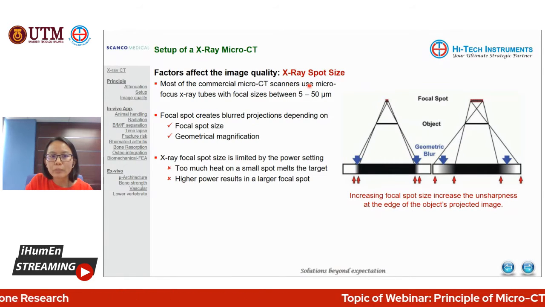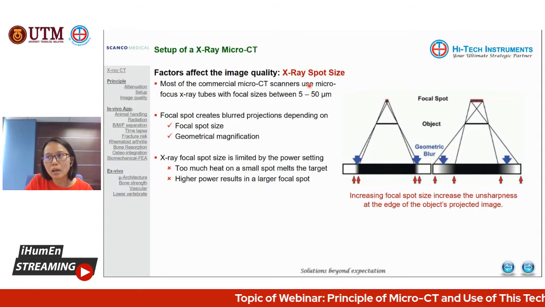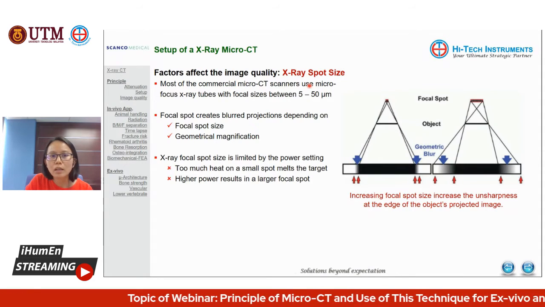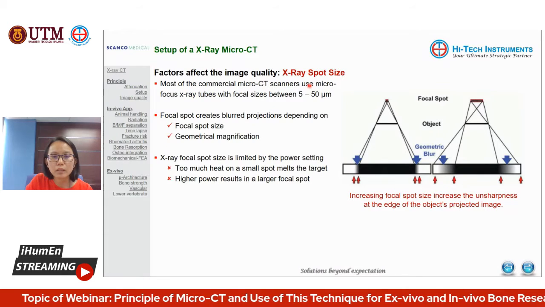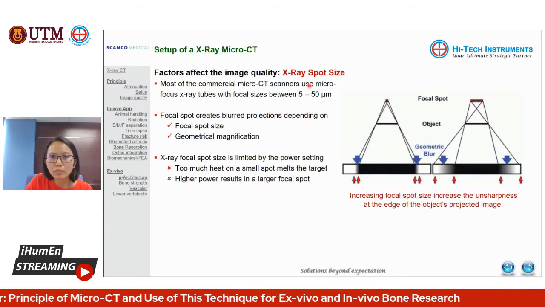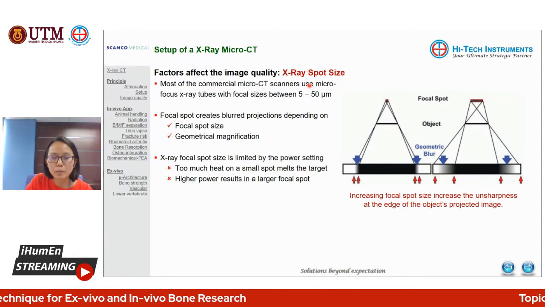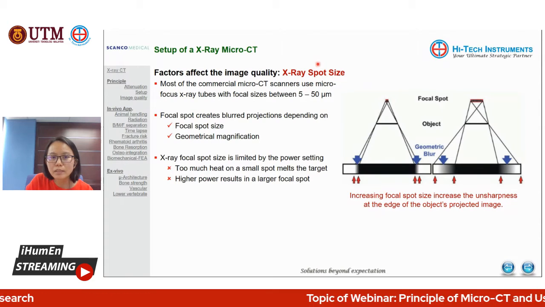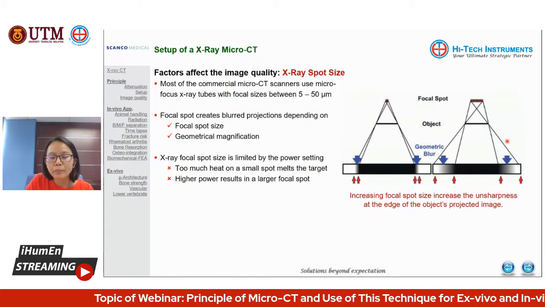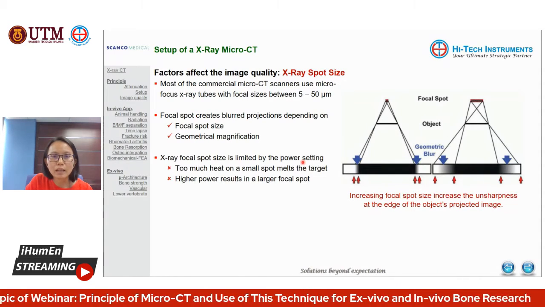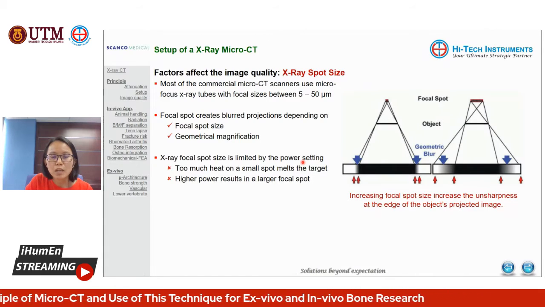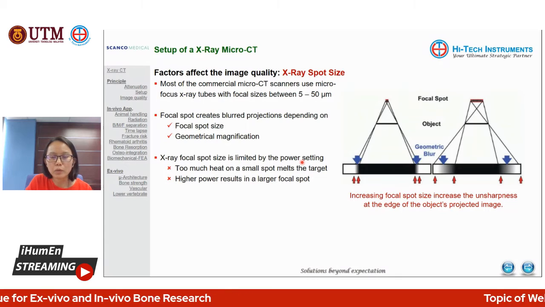So you might have the question: since the smallest focus spot size will give you the sharper image, then why do we still need to choose the one with the biggest focus spot size? The reason is that if you have a bigger spot size, yes, you will get unsharpness, you'll get geometric blur, but you will get a higher signal to noise ratio. So again, it depends on the quality of the image you can get.